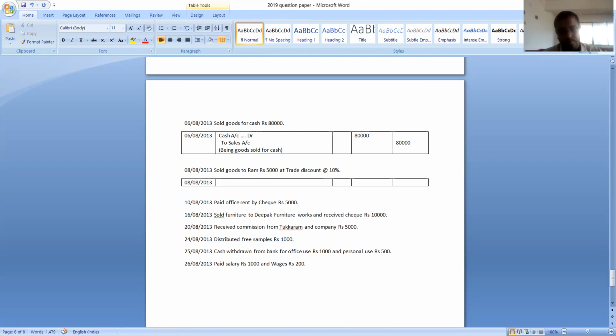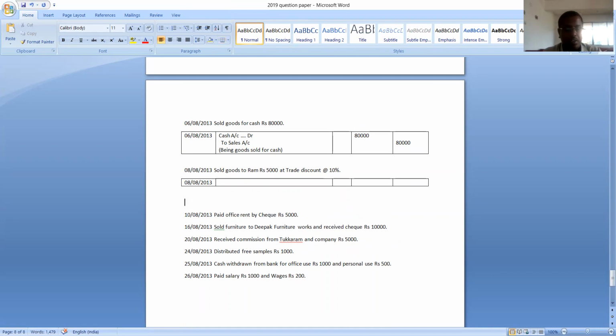What is the transaction? Sold goods to Ram rupees 5,000 at trade discount of 10%. When you find the name of a person in a transaction, you should be careful, because most of the time they will be credit transactions. Have they specified cash? No, they have not specified cash. It indicates that it is a credit transaction.